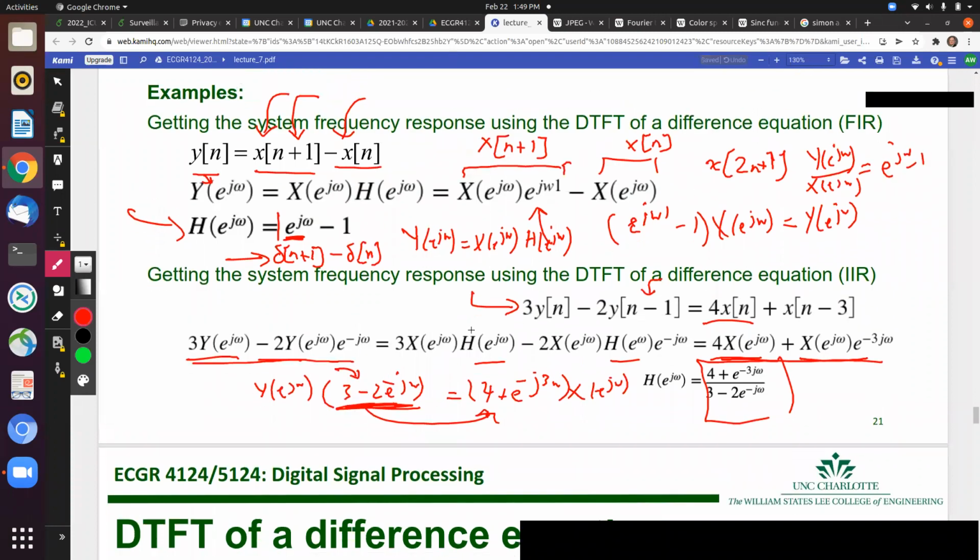This is IIR because there is feedback, right? y of n is a function of other y's. So whenever you have a non-zero order difference equation in y, where y is a function of other y's, you're going to end up with some kind of polynomial or function in the denominator, a non-trivial function. It's not going to be the number 1 or something.